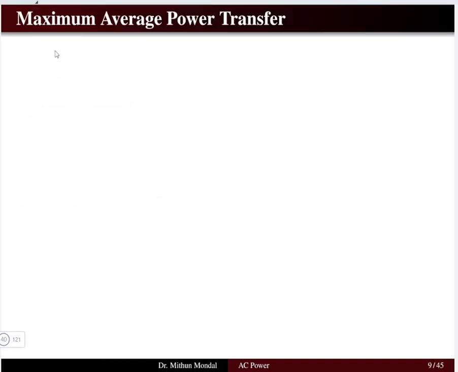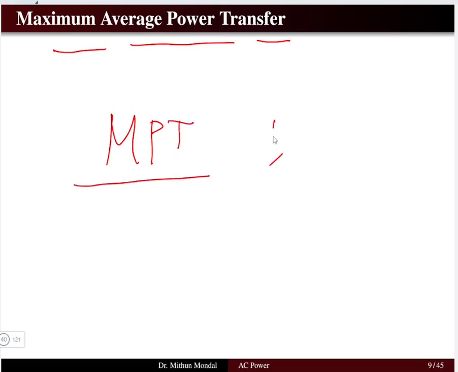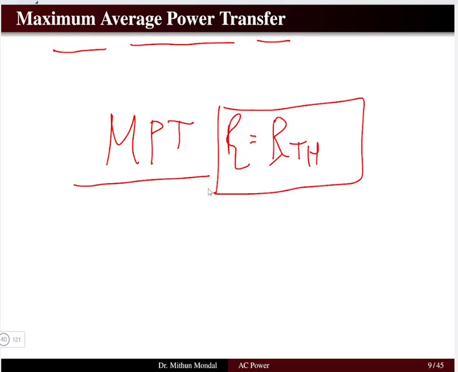Now we will go for maximum average power transfer. If you remember, we have studied the maximum power transfer theorem, where we know that maximum power can be transferred when the load resistance RL is equal to the Thevenin resistance. So this we have studied. Now here, this is for the DC network. What happens for the AC network, that we are going to see.